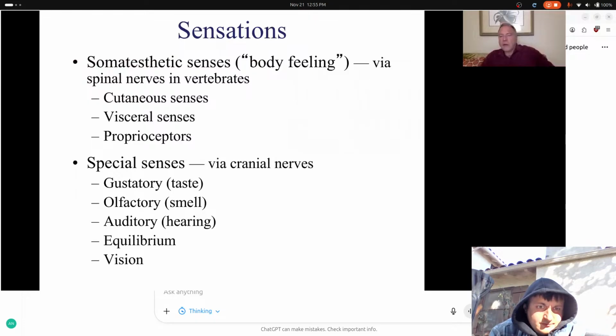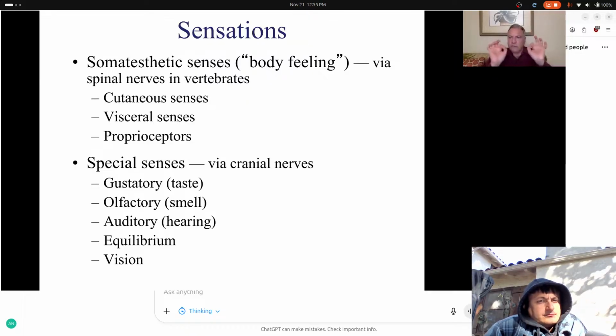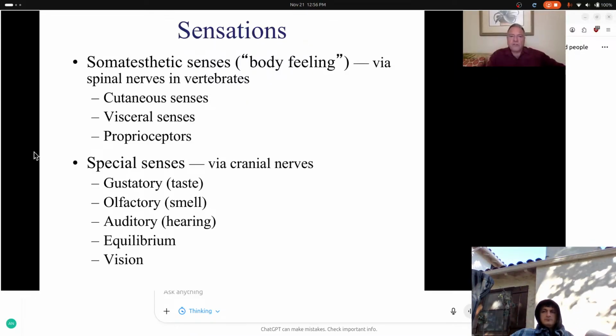Okay, so we talked about categorizing sensors based on what type of signal they respond to, that they're transducing. We also can categorize them based on the path they take from wherever that sensor is to the brain. With our somatesthetic senses, soma, remember, means body. Esthetic means feeling. Something that's aesthetically pleasing is something that makes you feel good. Something that's an anesthetic is without feeling, takes away feeling. So esthetic means feeling, soma, body. So these are body feeling senses.